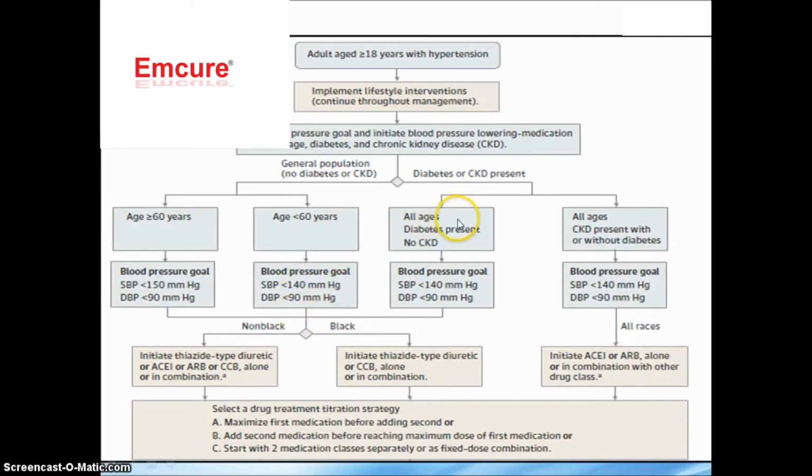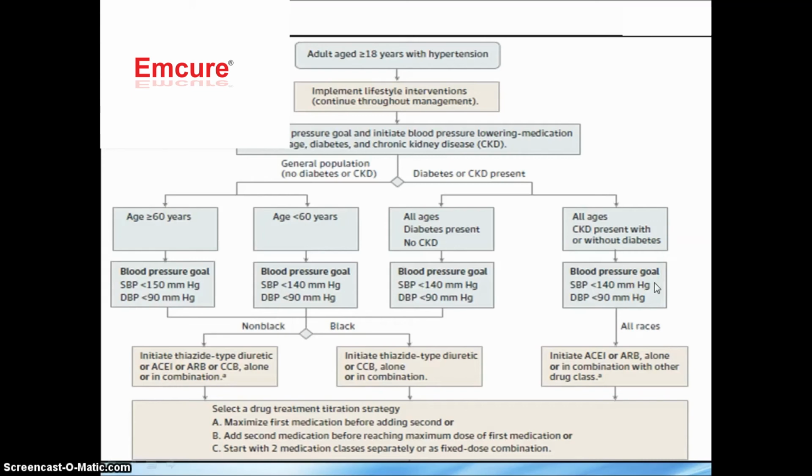For all ages, diabetic patients with no CKD, the blood pressure goal should be less than 140 and less than 90. For all ages, CKD patients with or without diabetes, the blood pressure goal should be systolic less than 140 and diastolic less than 90.